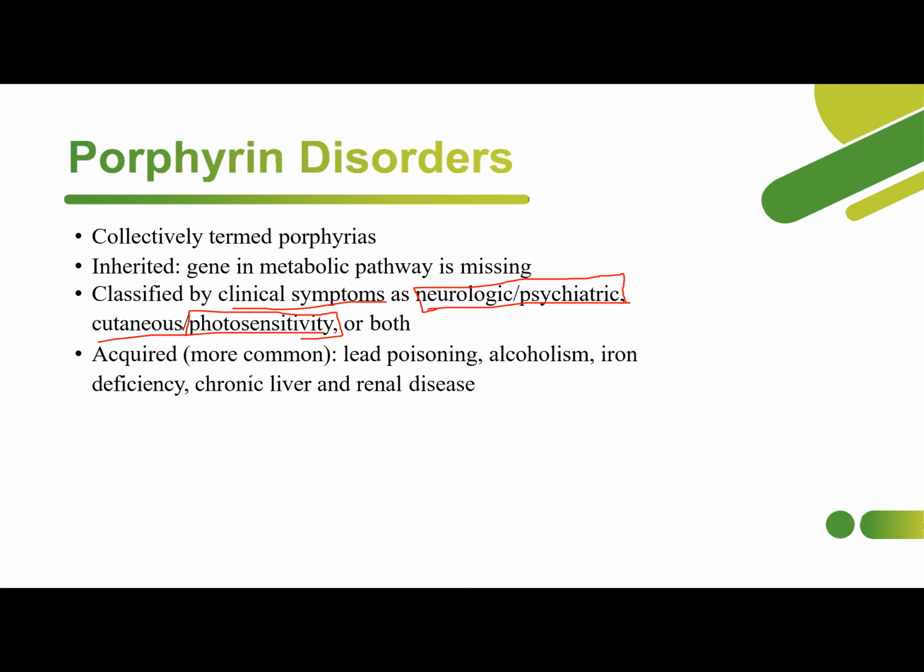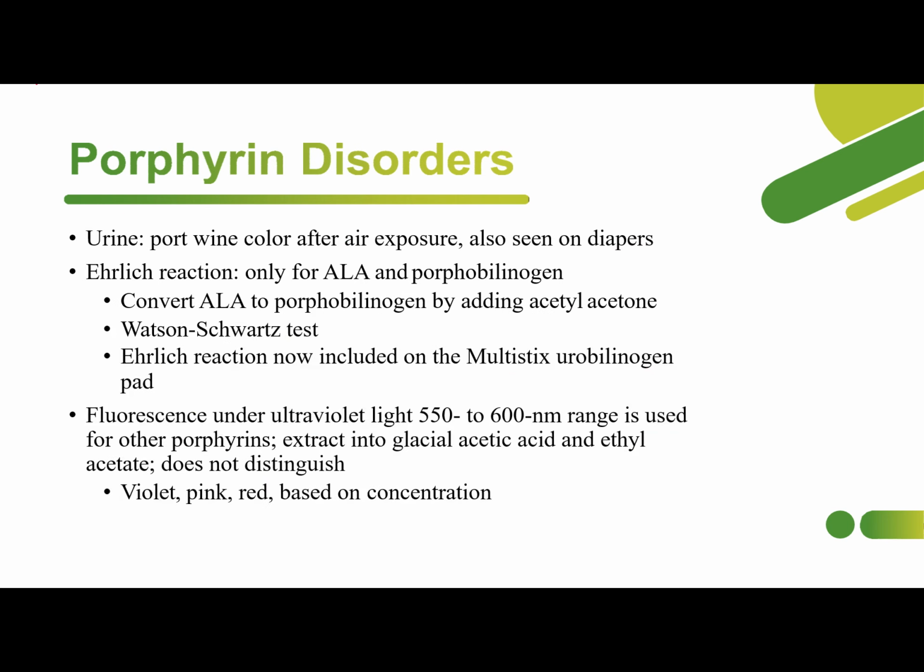Then acquired porphyria is more common, usually in lead poisoning, alcoholism, iron deficiency, chronic liver and renal disease. Now, the characteristic of a porphyrin disorder is that you would develop a port wine color after air exposure, also seen on diapers. A test for porphyrin is the Ehrlich reaction. Ehrlich reaction, class, is only for ALA and porphobilinogen. It converts ALA to porphobilinogen by adding acetylacetone.